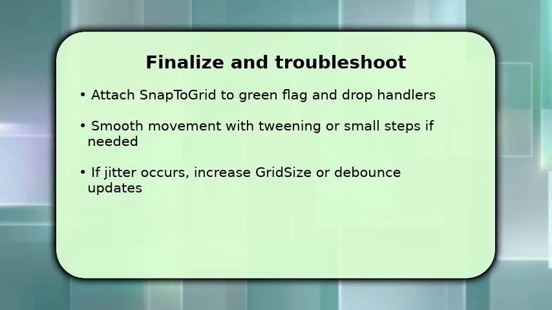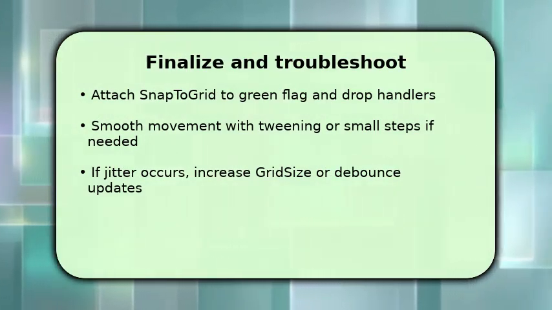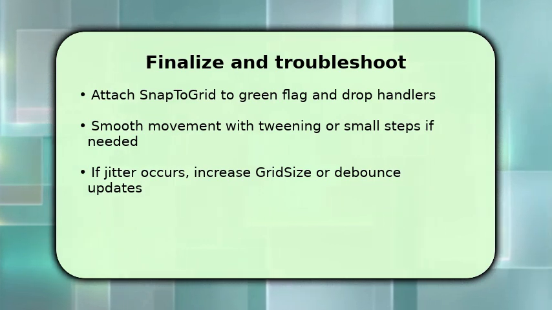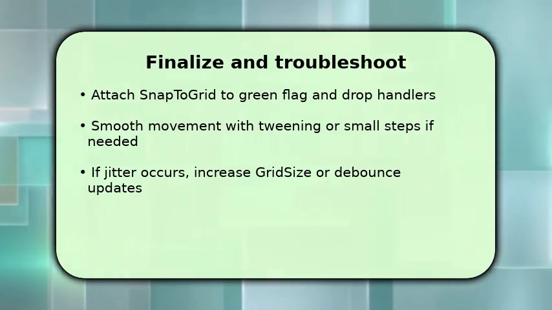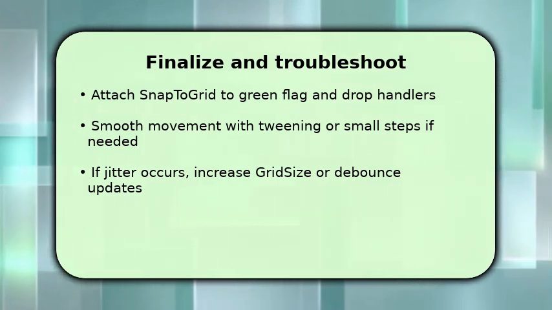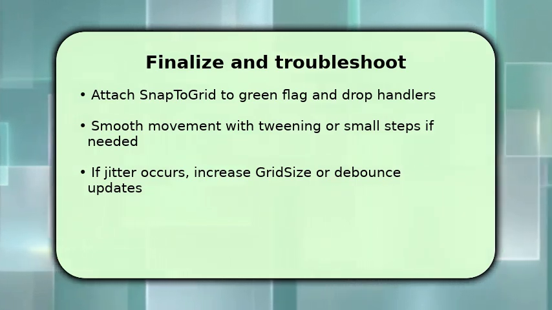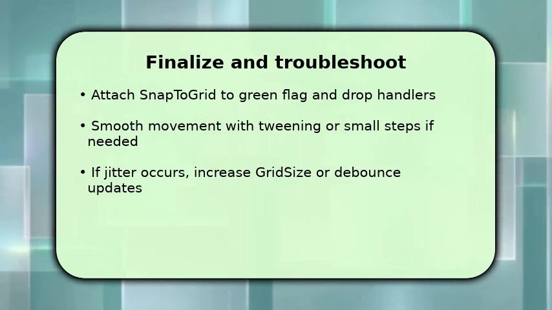Finish by connecting snap to grid to the green flag and to mouse release or drop events so every placement snaps. You may smooth transitions by moving in small steps toward grid X and grid Y for visual polish. If sprites jitter, make sure dragging stops during snaps, reduce update frequency, or increase grid size to reduce rounding noise.